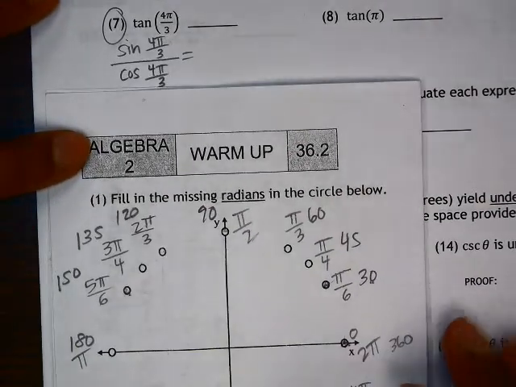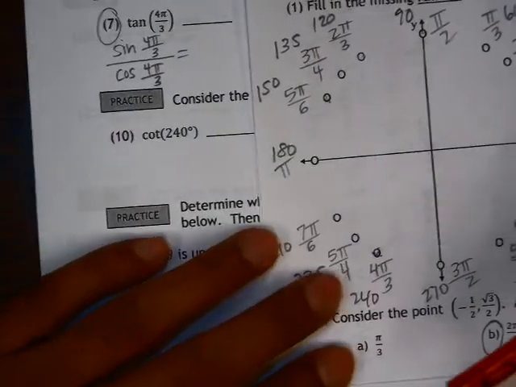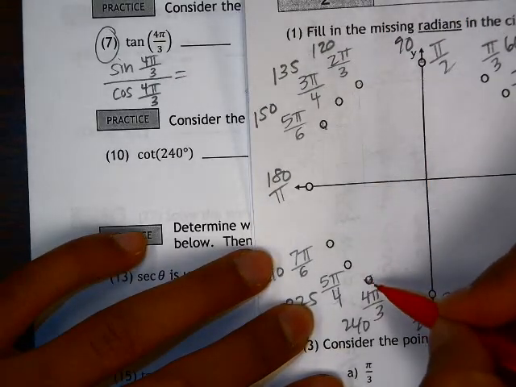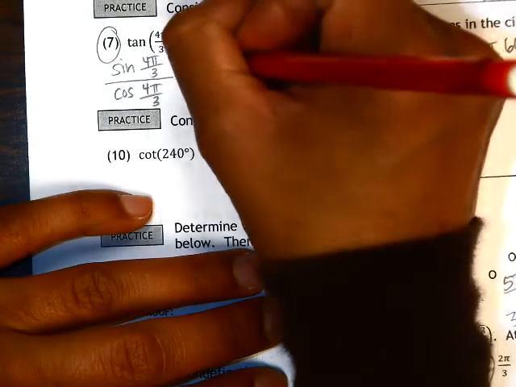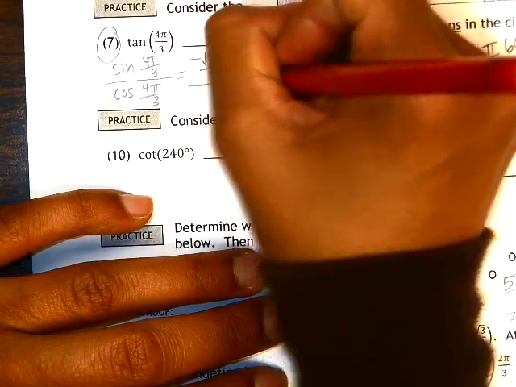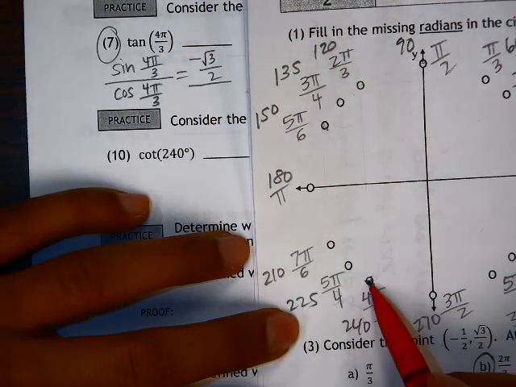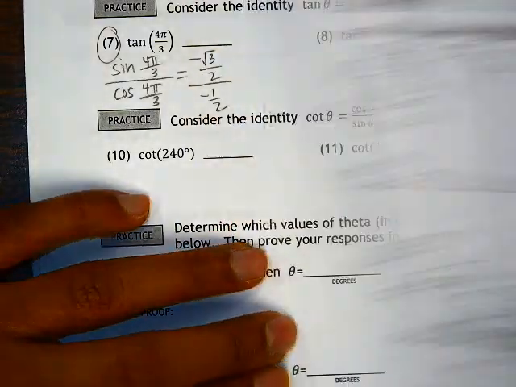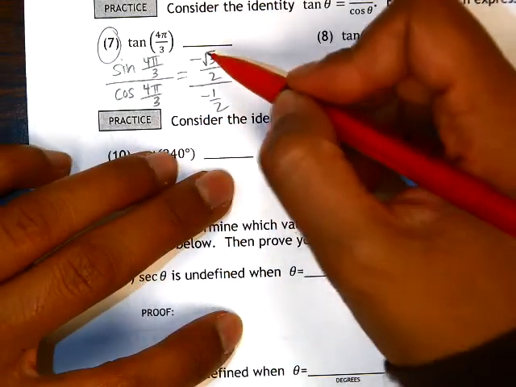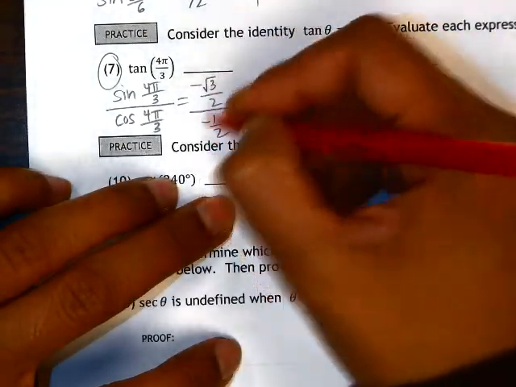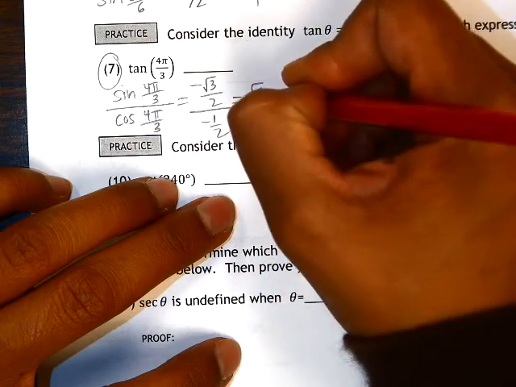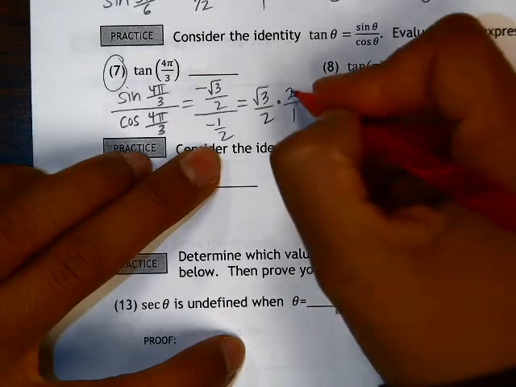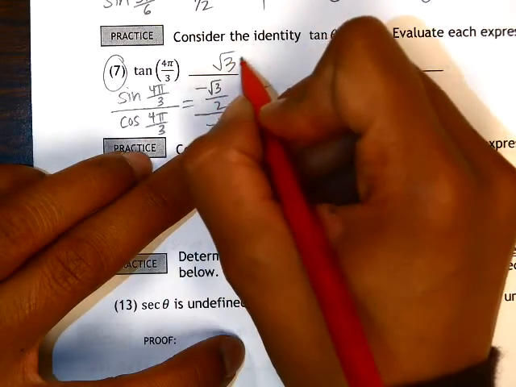So looking at our unit circle, 4 pi over 3, sine at this angle is negative and the longest, so negative root 3 over 2, divided by the cosine at this angle is also negative, but the shortest, so negative 1/2. So simplifying that, a negative divided by a negative is a positive, so I'm going to just drop the negative. So root 3 over 2 multiplied by the reciprocal of 1/2, which is 2 over 1. The 2's cancel out, and then we just end up with root 3 over 1.